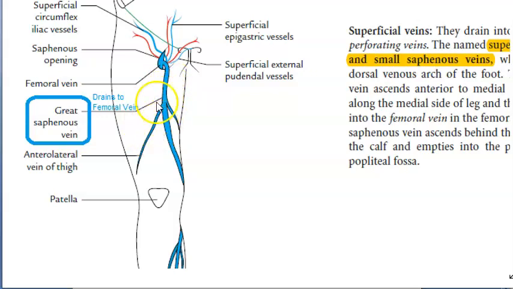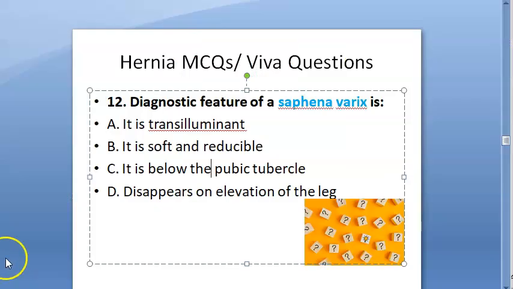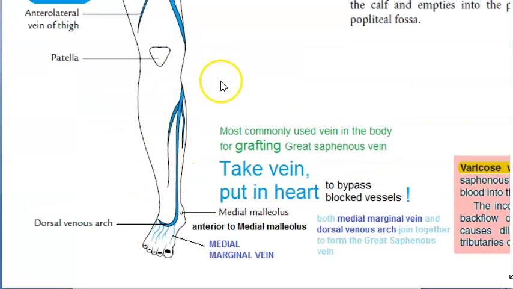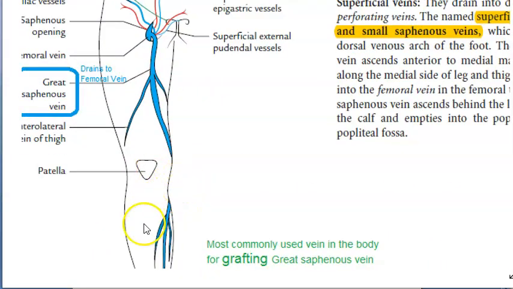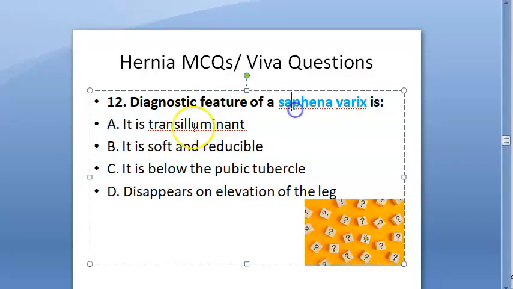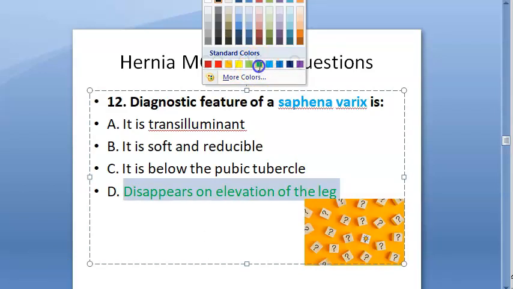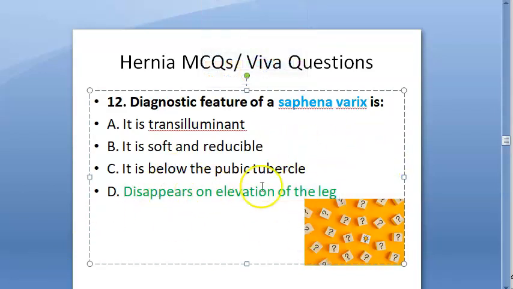This is the great saphenous vein, is it? And then here you have the femoral vein. So remember, the great saphenous vein is actually medial. The small saphenous vein will be lateral. So what are they asking here? The diagnostic feature of saphena varix is, it is transilluminant, soft and reducible, below the pubic tubercle, disappears on elevation of leg. Why do I want to say it disappears on elevation of leg? That is the whole thing they taught us in varicose veins, right? Basically, it disappears on elevation of leg, the pooling of the blood.